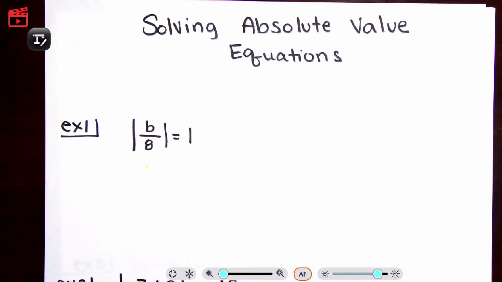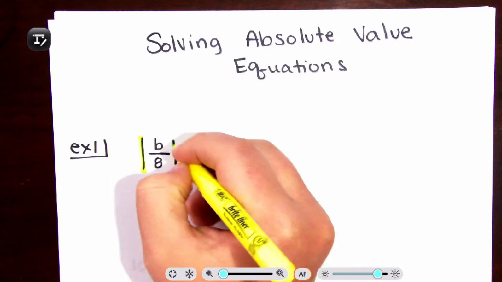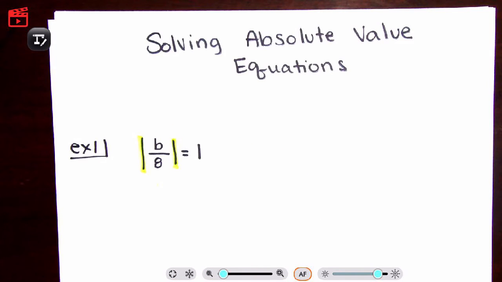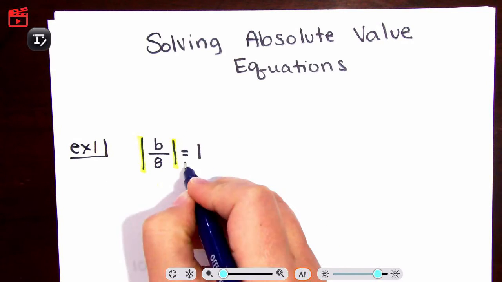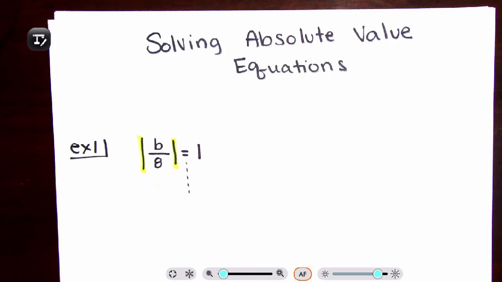Looking at example number one, we have the absolute value here, and the inside stuff, which is b divided by 8. There's nothing attached to it and nothing on that side. Therefore, step number one is complete, and you do not have to isolate anything.